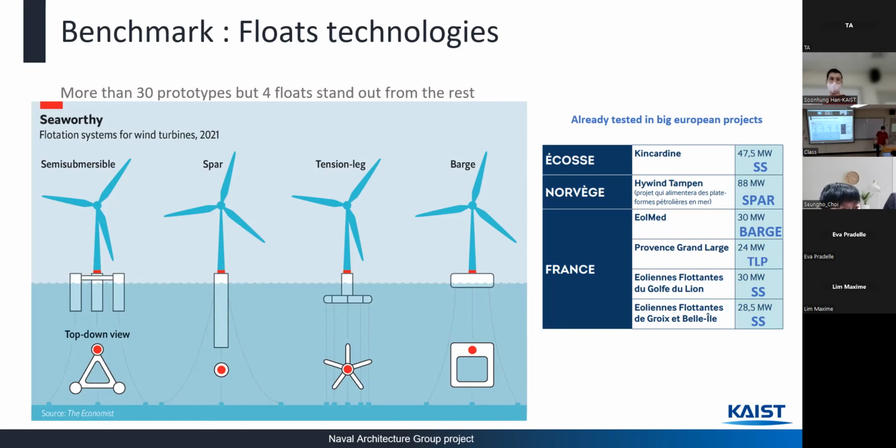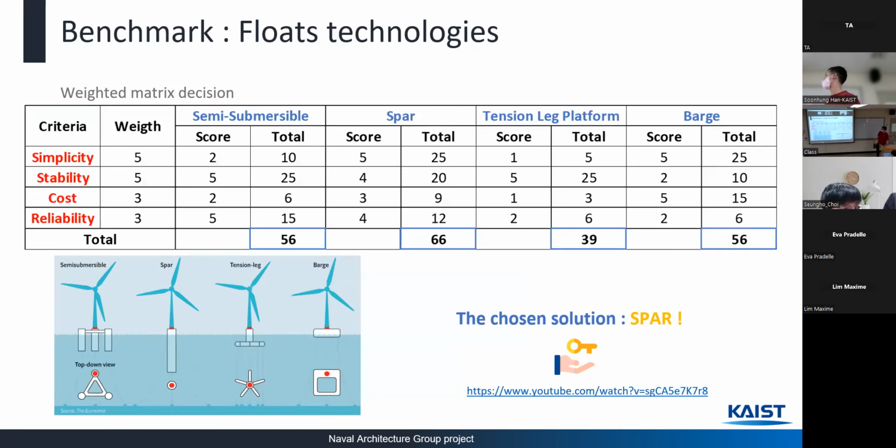So maybe we'll go in this direction, but to choose our floater carefully, we can use a weighted matrix decision. The criteria we chose are simplicity, stability, cost, and reliability. Why simplicity? Because we really want to design it, so we want to make sure we can deliver a solution. Stability, because we put the wind farm in an area where there is a lot of wind, so it should be very stable. Cost, because we are in India, so it's always interesting to talk about cost. And reliability, which is about how many times this solution has been tested and proven good.